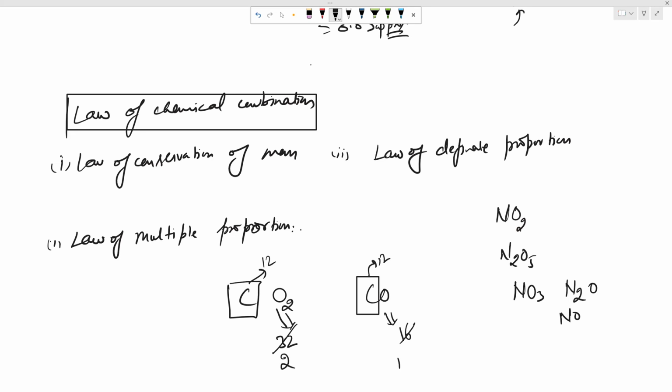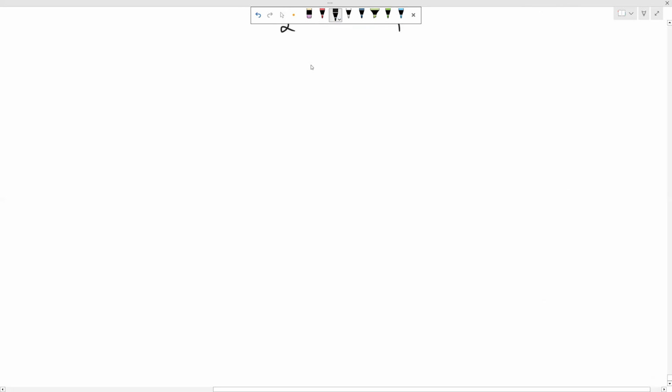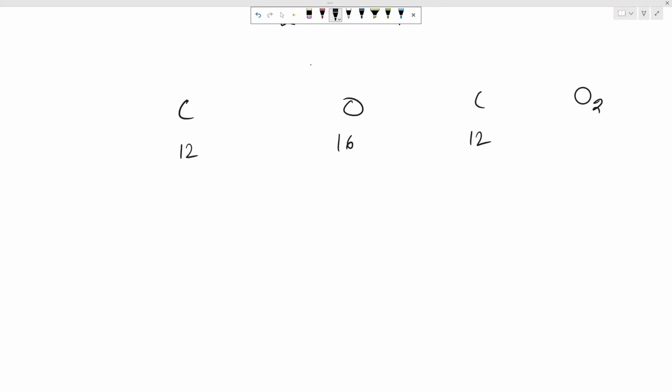Like, for example, if you take carbon and oxygen to make carbon dioxide, CO2, and carbon monoxide. So I'm just saying the simplest ratio of carbon monoxide is 12:16, and that of carbon dioxide is 12 is to 32.